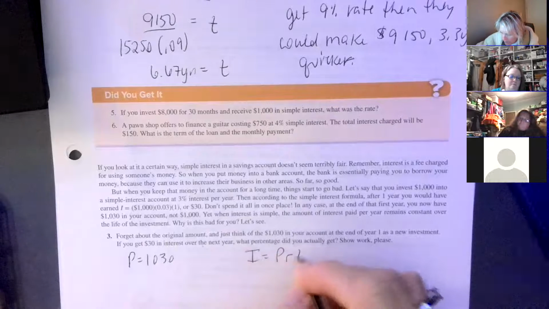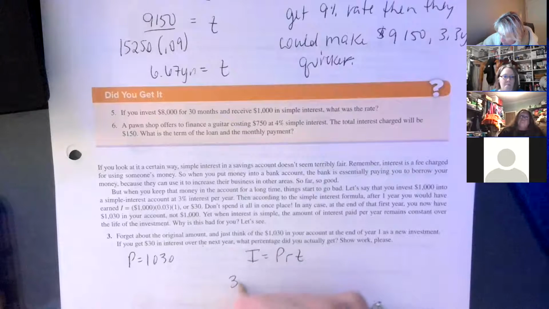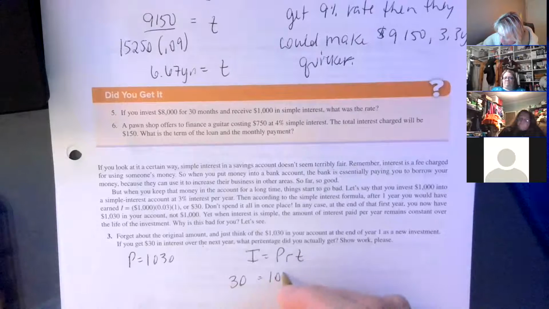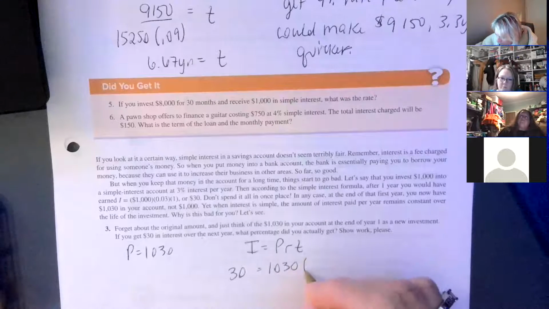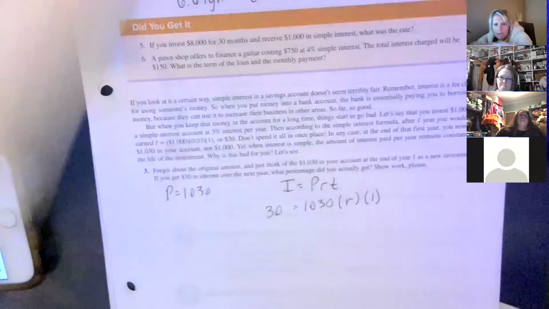So I'm gonna write my formula. And I know that my interest was a whopping $30. My new principal is 1,030. My rate, I don't know. And T was 1 year, because we're just going 1 year.